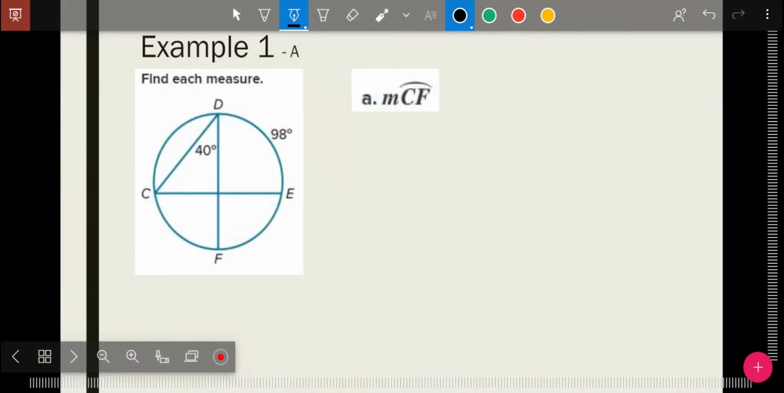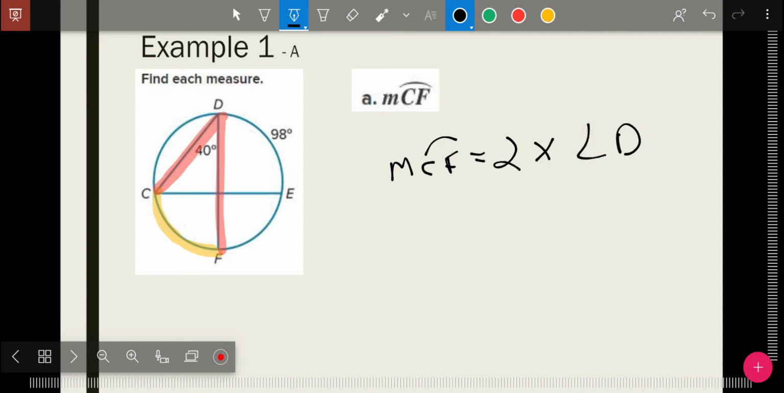And so this wants you to find arc CF. So first, what are we talking about? Well, we're talking about this arc right here, which is connected to this angle, and so it's connected to the 40 degrees. Now the arc is twice as big as the angle. The angle is half of the arc, which means the measure of arc CF is twice as big as angle CDF. So it's equal to 80 degrees.